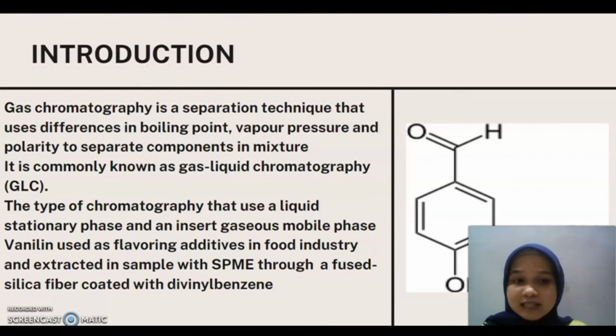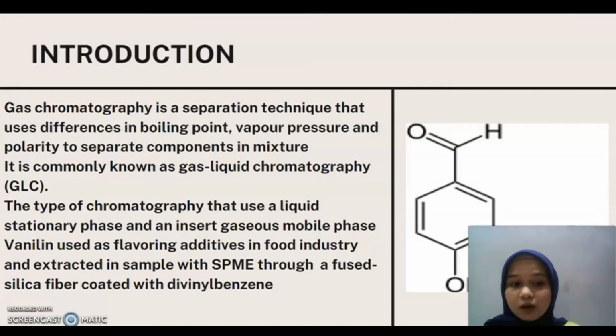What is gas chromatography? Gas chromatography is a separation technique that uses differences in boiling point, vapor pressure, and polarity to separate components in a mixture. It is also known as gas liquid chromatography or GLC. This type of chromatography uses a liquid stationary phase and an inert gas mobile phase.